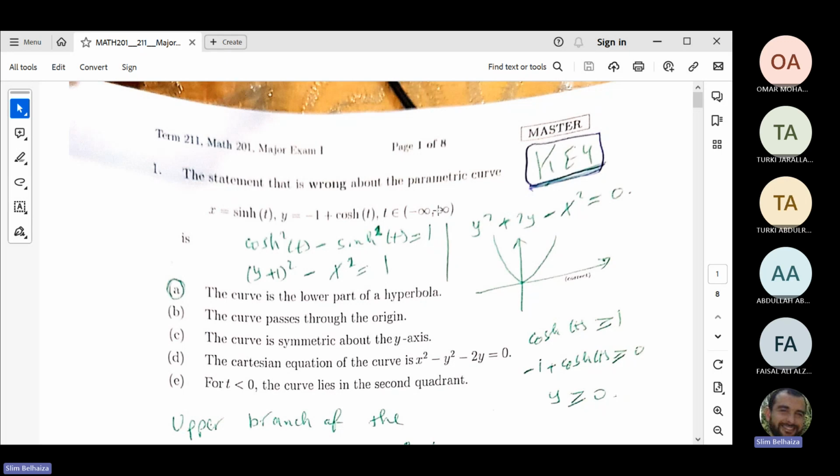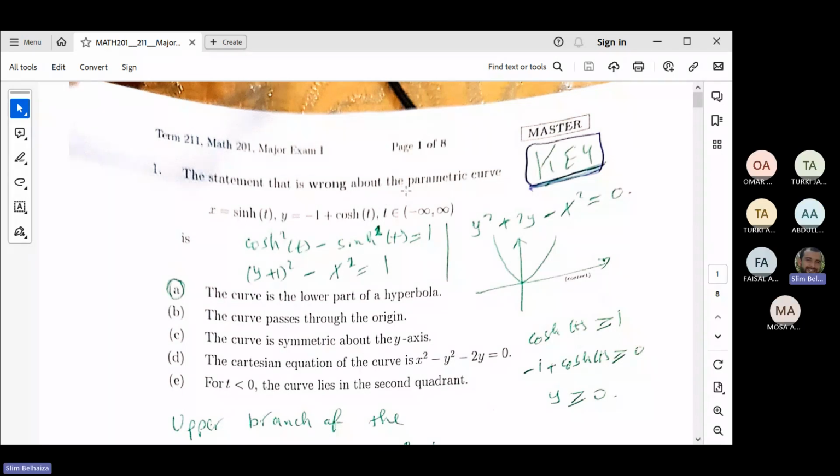Okay, so this is the first question. Question 1. The statement that is wrong about this following parametric curve. What do we have? We have x equals sine hyperbolic of t, and y equals -1 plus cosine hyperbolic of t. T is the parameter which goes from -infinity till +infinity. So here are the choices: A, B, C, D, E. Of course, here in the master version, you always have A as the correct answer.